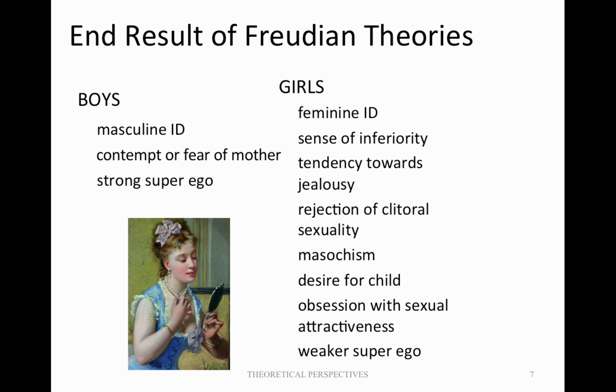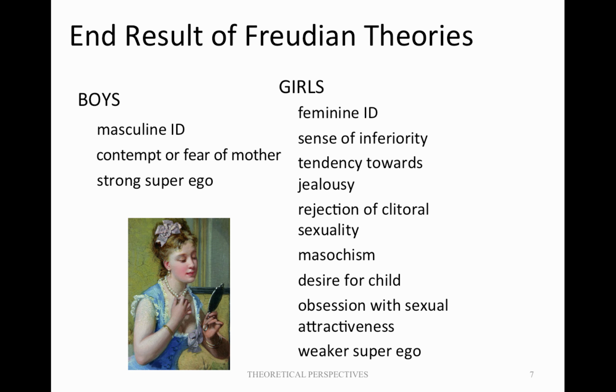So ultimately, Freud believed that there would be a final end result for both boys and girls, that they would develop certain types of characteristics. And those characteristics were dependent on whether they went through the Oedipus complex or the Electra complex. So according to Freud, boys would develop a masculine identity. Eventually, they would develop either contempt or fear of their mother, and then they would develop a strong superego or strong sense of morality. On the other hand, Freud believed that girls would develop a feminine identity. Now, both the idea of a masculine identity and a feminine identity is tautological reasoning. It's circular reasoning.